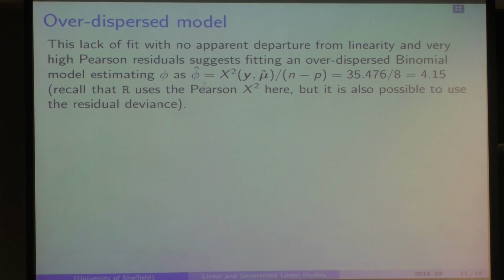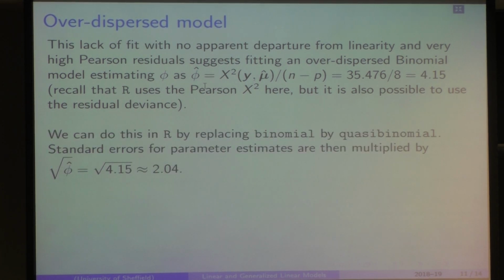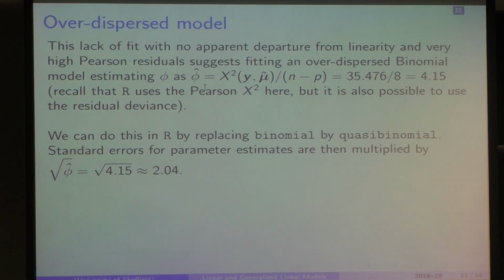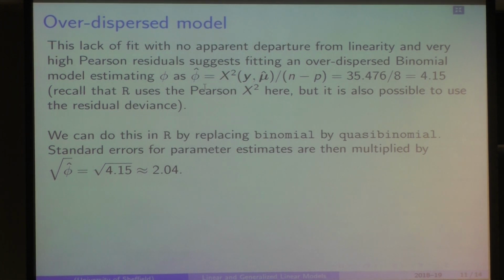Okay, so we get a phi value of about 4. To do that in R, you replace the binomial in the R code by quasi-binomial. Quasi-binomial in R will fit a generalized linear model with a binomial type link, basically maximizing the same likelihoods as for the binomial. However, it then estimates phi. It doesn't assume that phi is 1. It estimates phi using this Pearson chi-squared method.